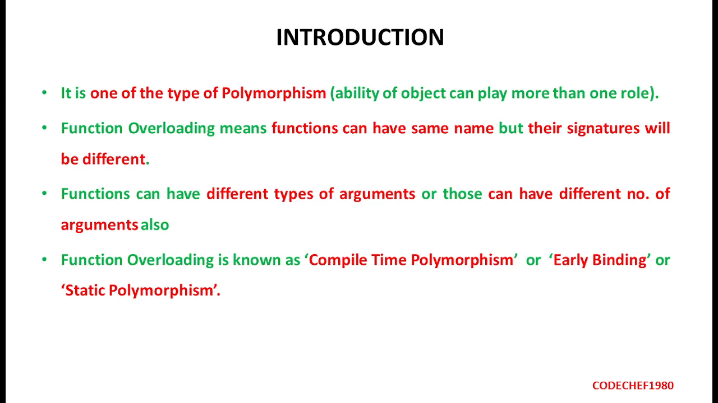Actually it is known as compile time polymorphism, early binding, or static polymorphism, because the compiler is able to identify which function has to be executed with the help of the signatures provided in the program. Okay, so for example, you have a function.